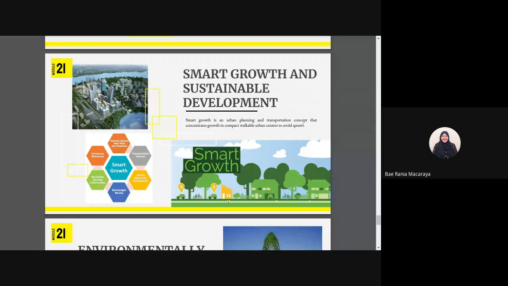Smart growth and sustainable development. Smart growth is an urban planning and transportation concept that concentrates growth in compact, walkable urban centers to avoid sprawl. According to the Smart Growth Network, smart growth principles can be considered best practices or tools that communities can use to grow in ways that support economic development and jobs, create strong neighborhoods with a range of housing, commercial, and transportation options, and achieve healthy communities that provide families with a clean environment.